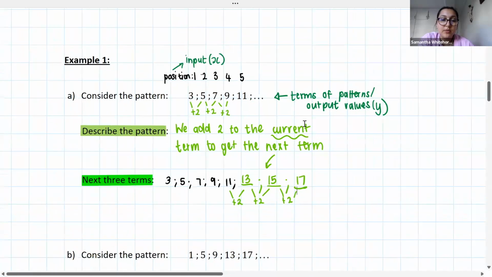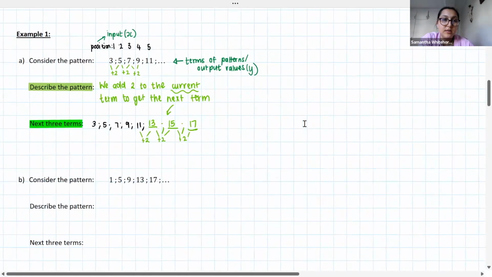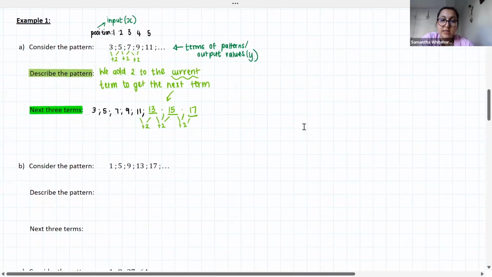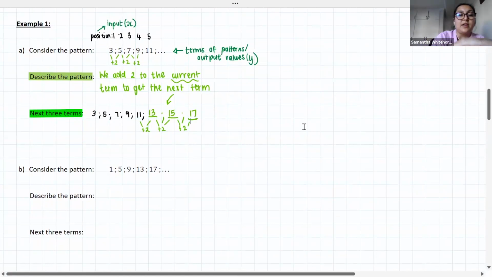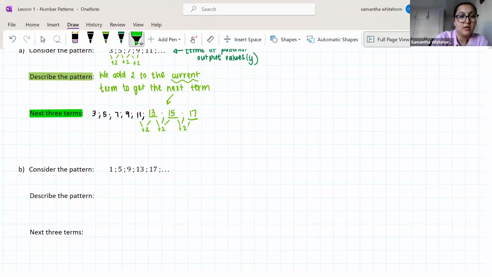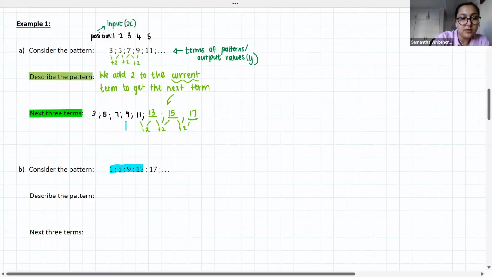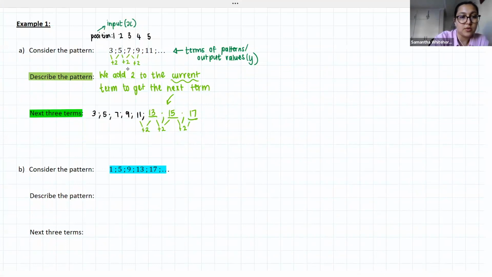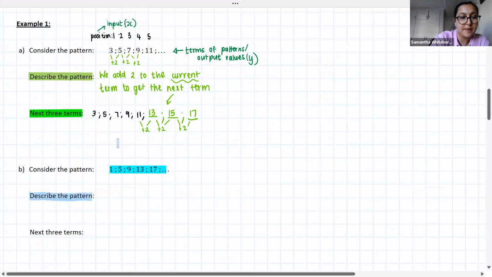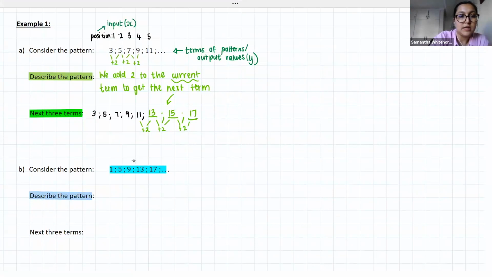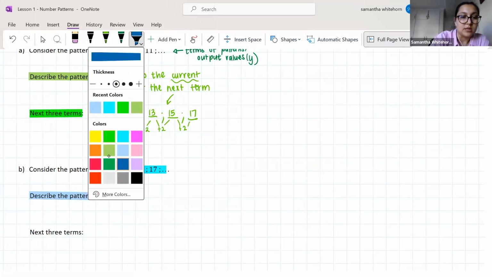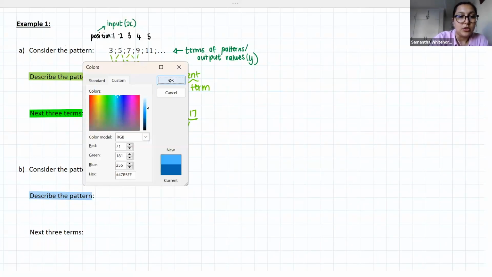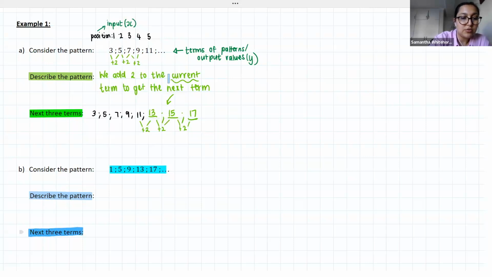All right. So what I want you guys to try is question B here. So there's another number pattern for you: 1, 5, 9, 13, 17. What are we doing? I want you to describe the pattern for me. So I want the first question answered, describe the pattern. And then I want you to answer the second question, which is asking you to give me the next three terms in this sequence. So very much the same thing we just did.